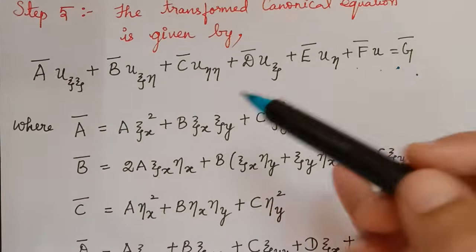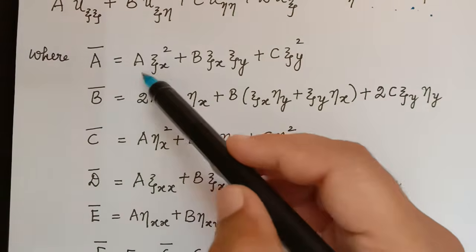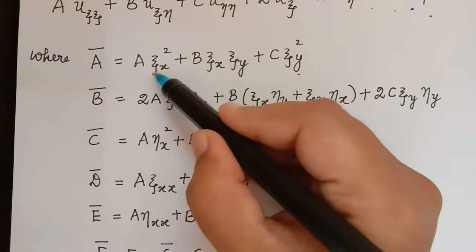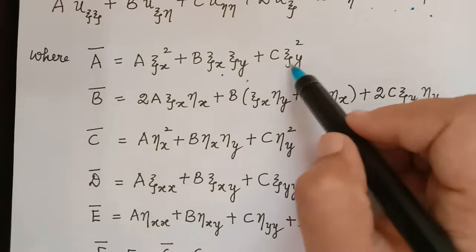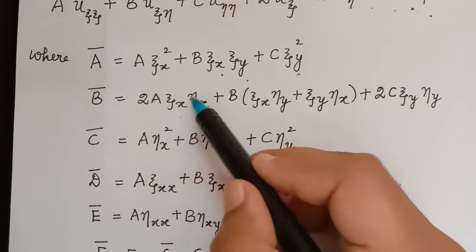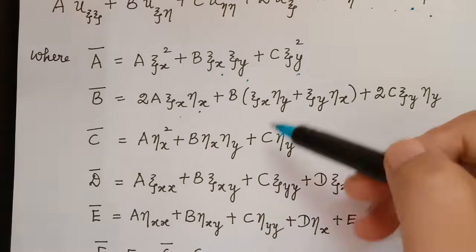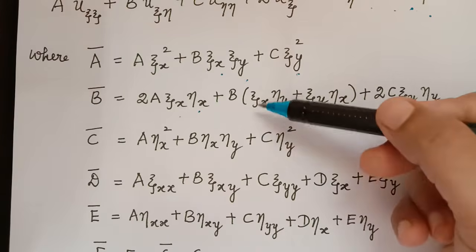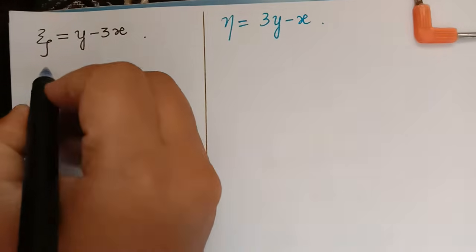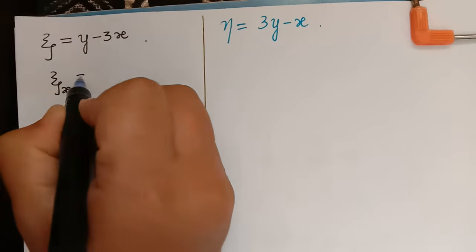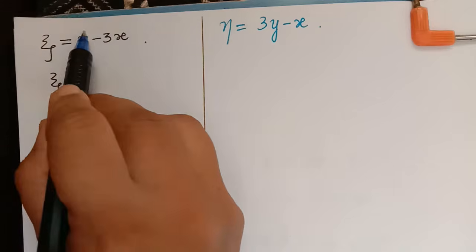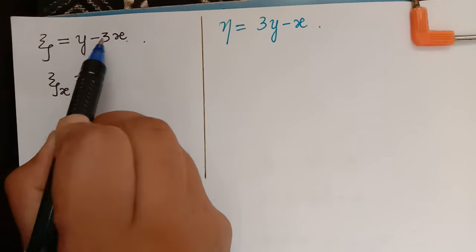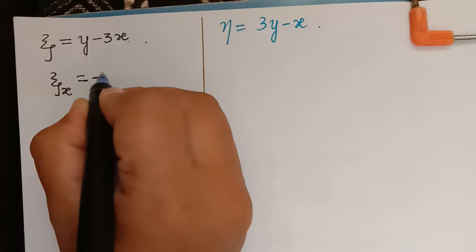So how do we find those values? Here we have the values, that is a bar is equal to this. So let us find this. So in order to find all this, we need xi x squared, xi x, xi y squared, and then here xi x, eta x. So all these values we have to first find separately by using xi and eta, and then we have to substitute here. So let us first find them separately. So I have taken and written the values here. First we will find xi x. So that is equal to the partial differentiation of this with respect to x. So y will be treated as constant, and so the differentiation of this will become 0. And here we have minus 3x, and so this will be equal to minus 3.